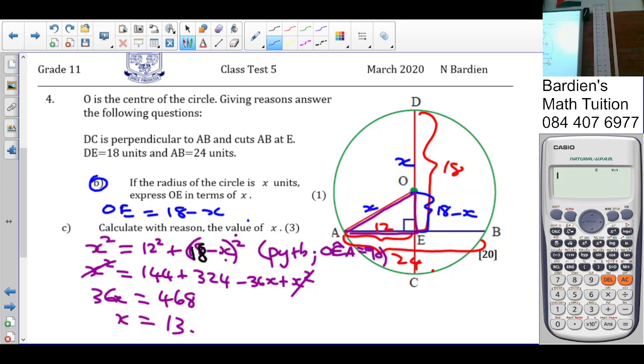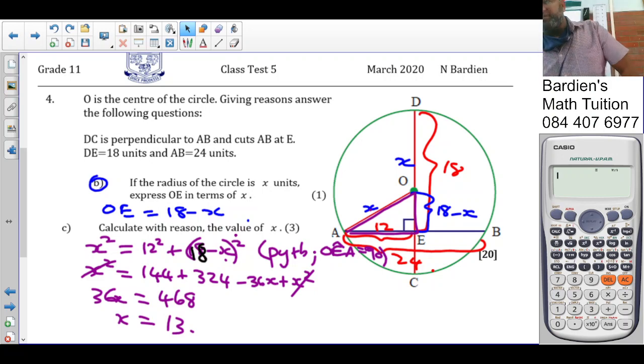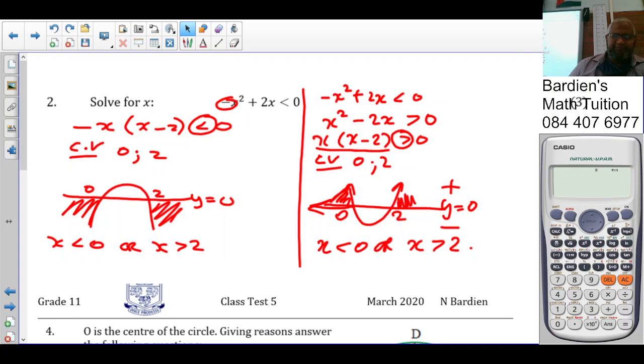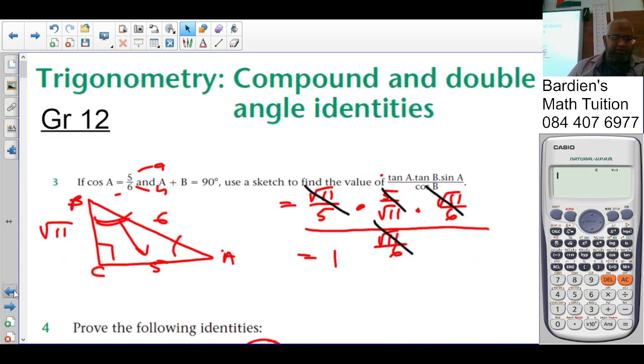So was this paper even difficult? No. So you haven't stopped me and asked me to re-explain anything here, which means to say you should have understood everything, or gotten at least a better mark than what you did. Okay.